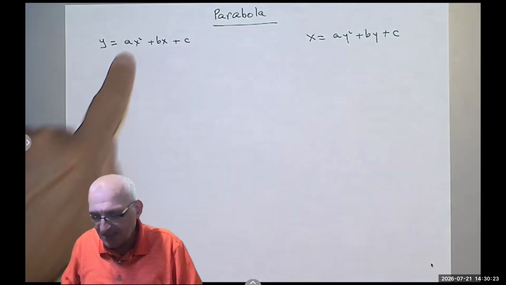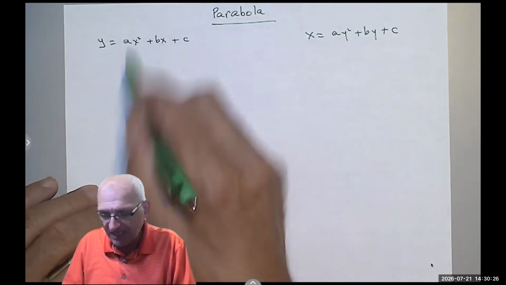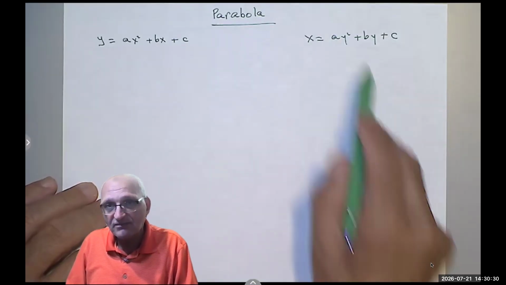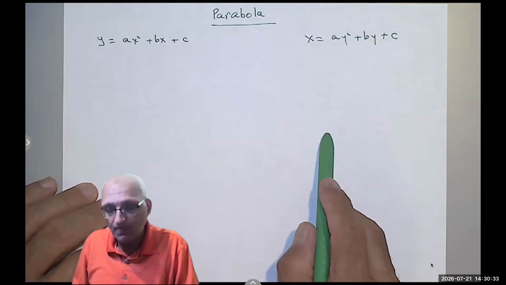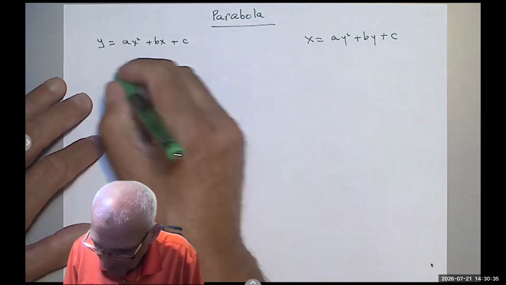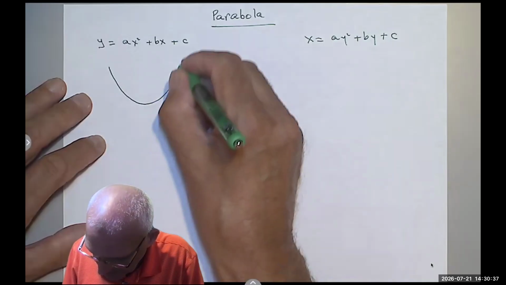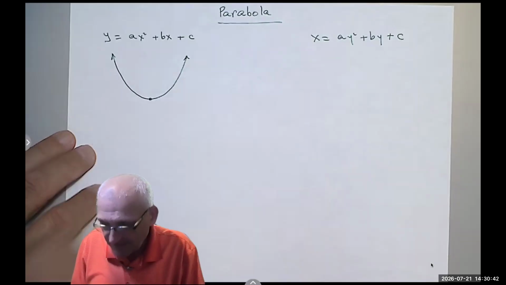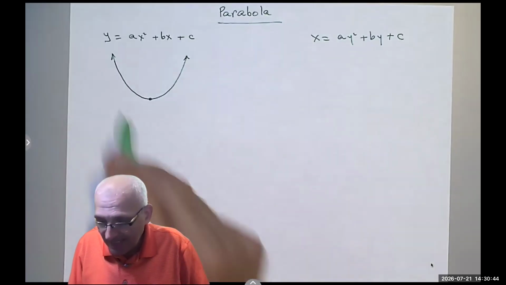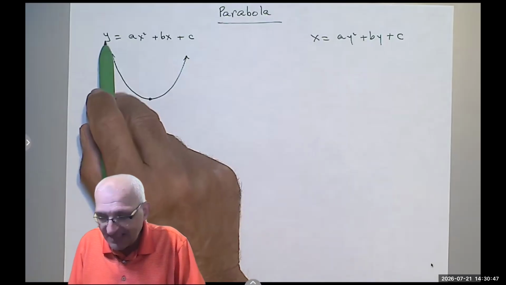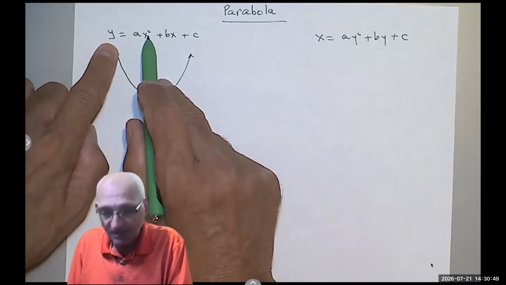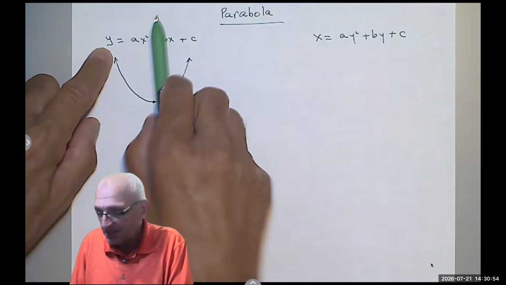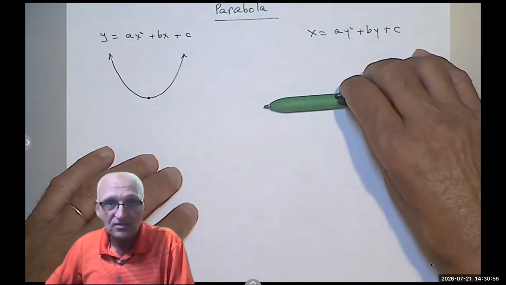I know that if a is positive, this thing opens up. If it's negative, it opens down. For this one, if a is positive, it opens to the right. If a is negative, it opens to the left. We knew that for a parabola, I have here the vertex, right? And the coordinate that is linear, not squared, not quadratic, is the axis of symmetry. So here the axis of symmetry is vertical. Here the axis of symmetry is horizontal.